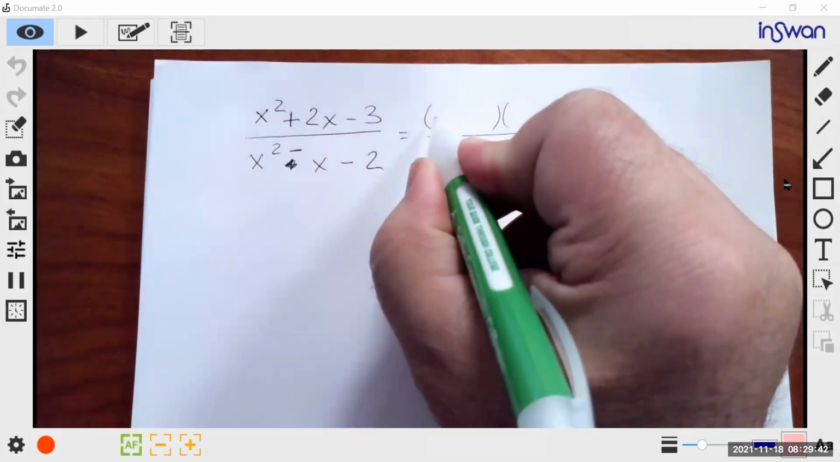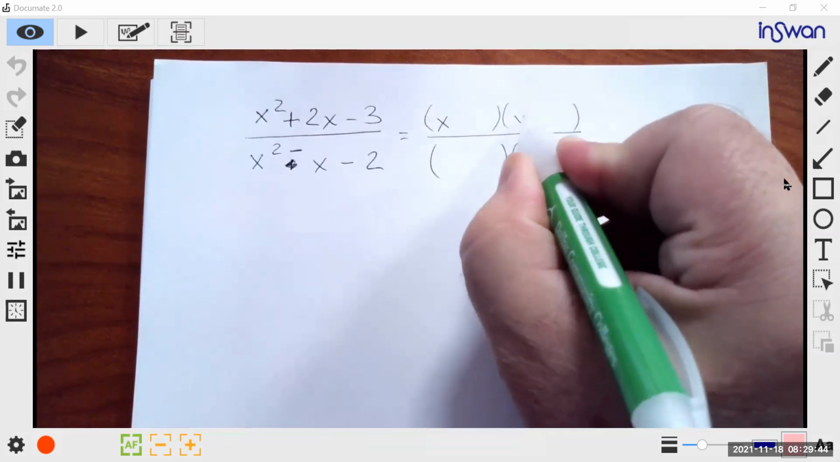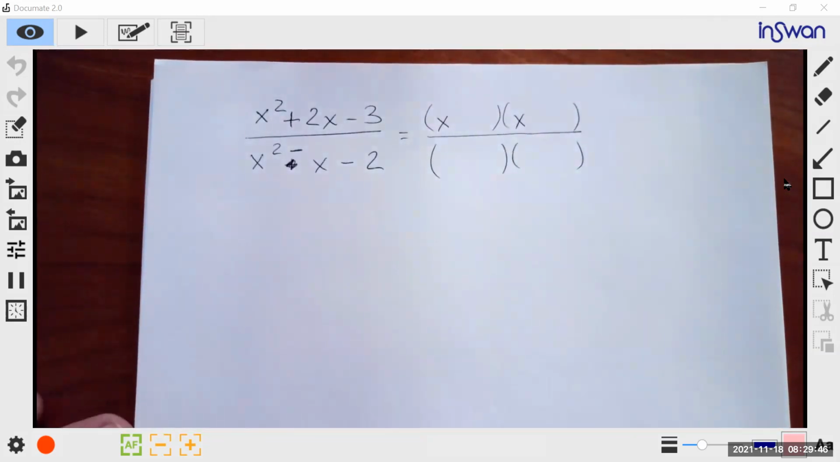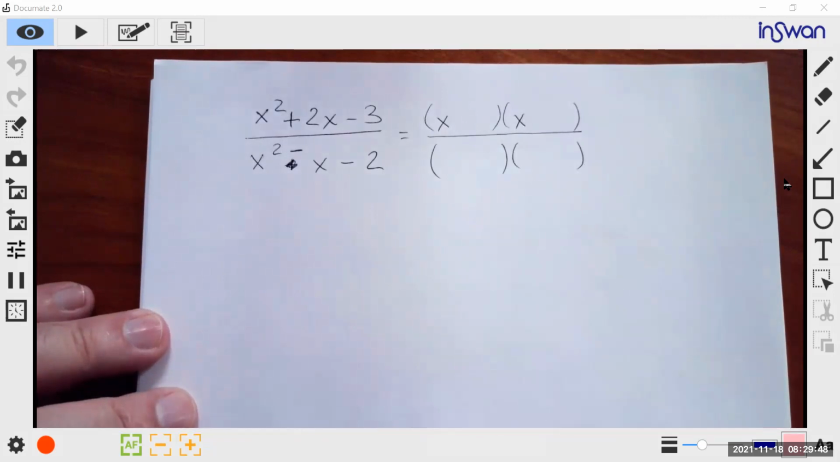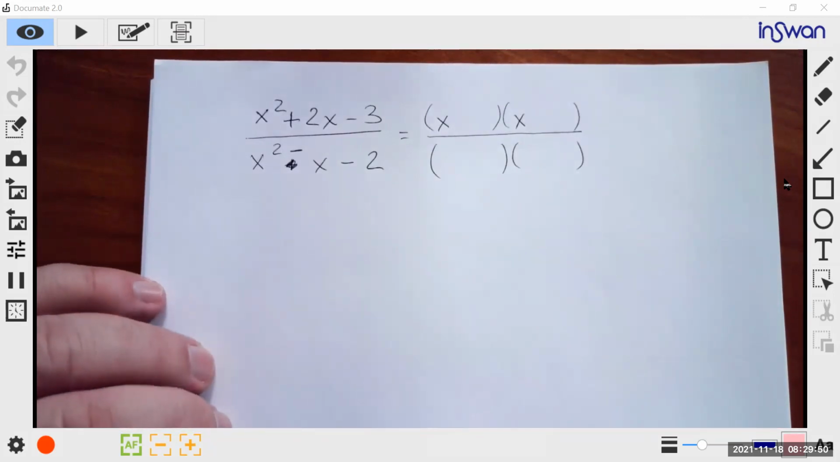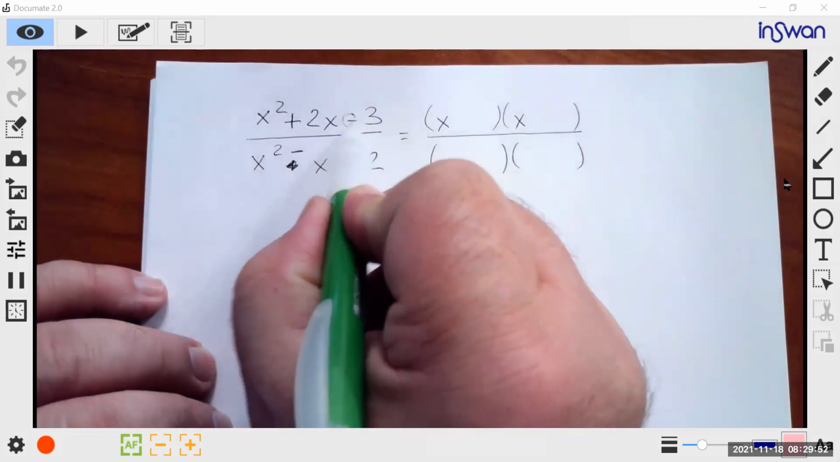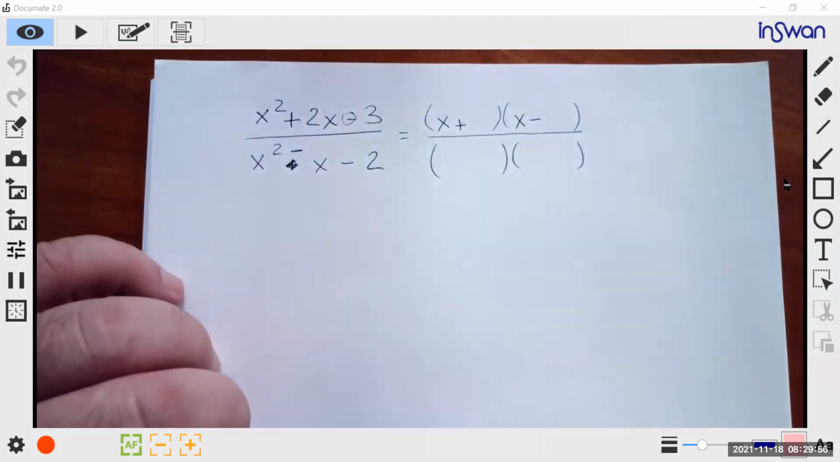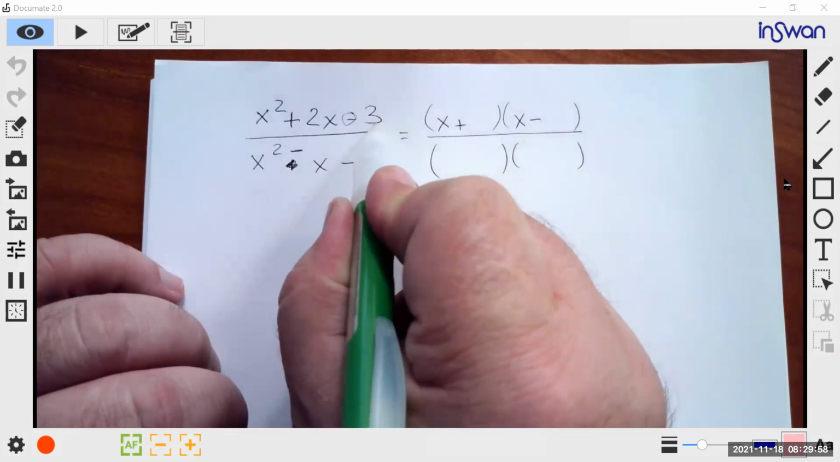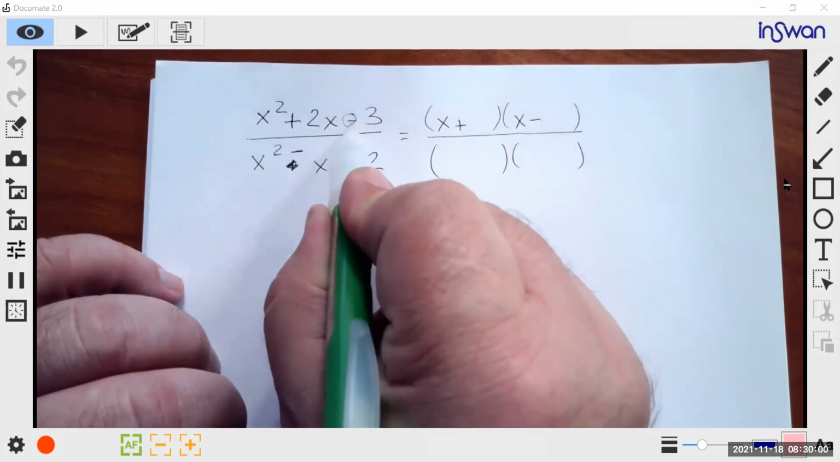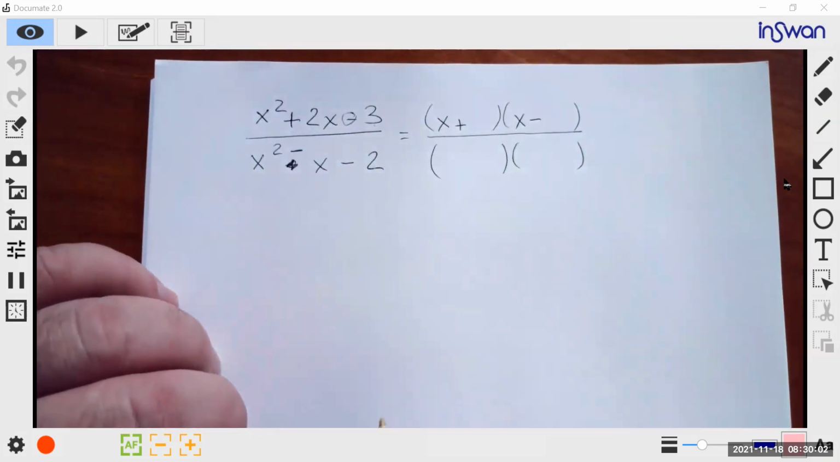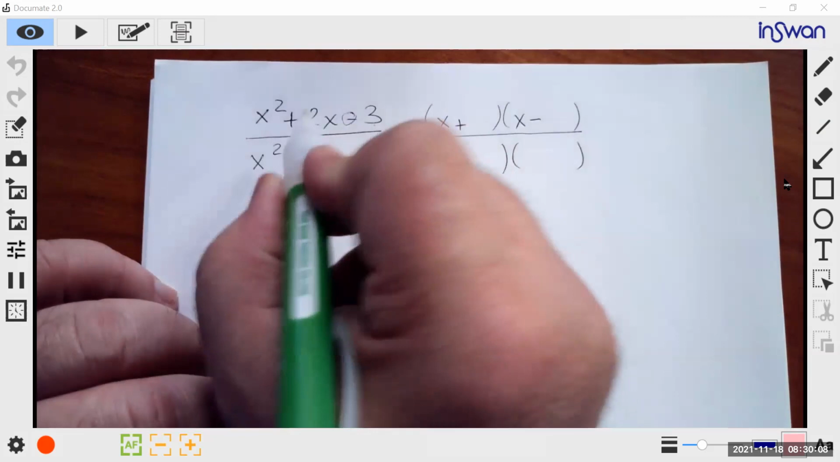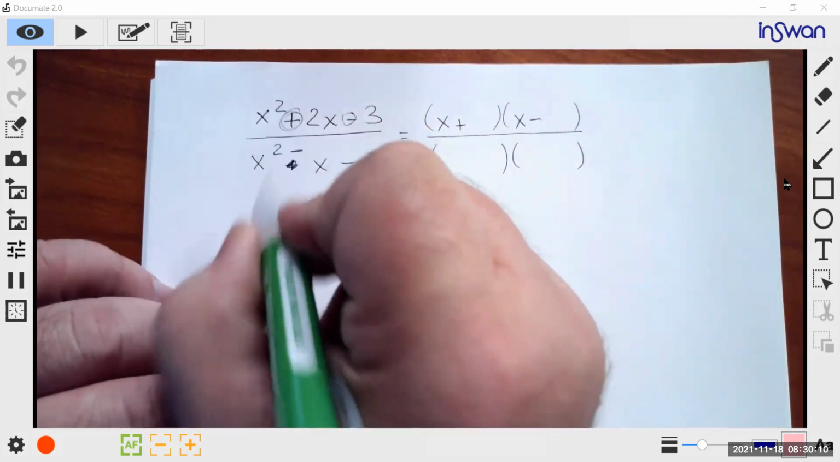So again, the top, we have X and X. What signs go up there? Yeah, because the second signs are minus, they're opposite signs. What times what is 3? When you subtract them, you get 2. 3 and 1. 3 times 1 is 3, 3 minus 1. And so the 3 gets the plus sign since it's bigger.